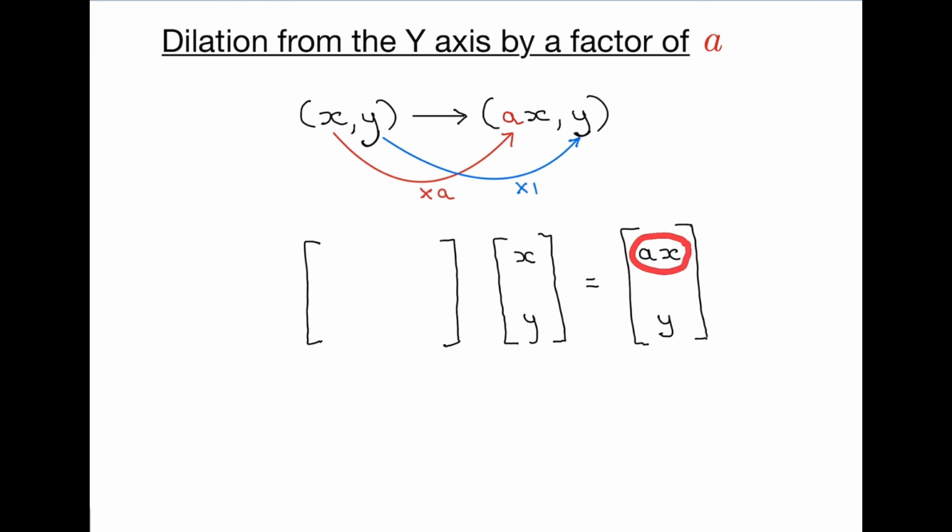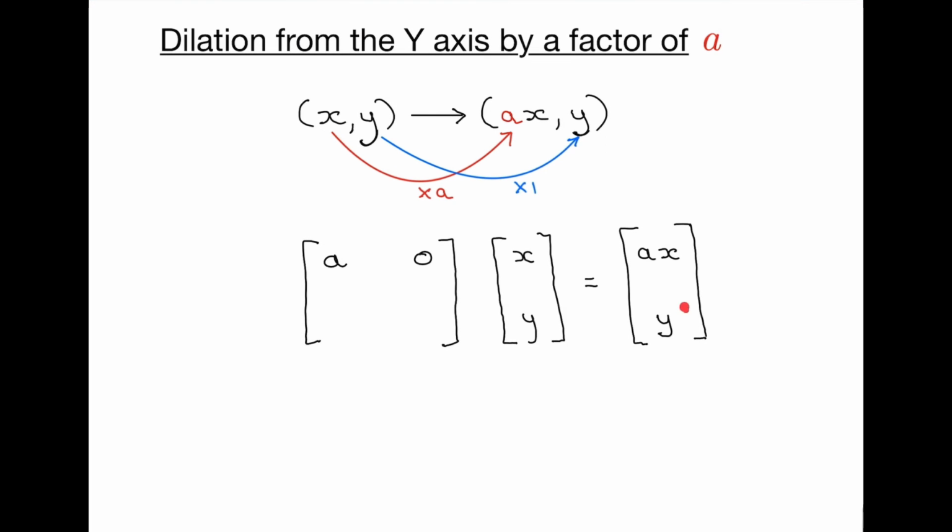To achieve this entry in the image matrix, we need a times x and 0 times y, so a and 0 are the required entries in the first row of the transformation matrix. And to achieve the second entry in the image matrix, we need 0 times x and 1 times y, so 0 and 1 are the required entries in the second row.